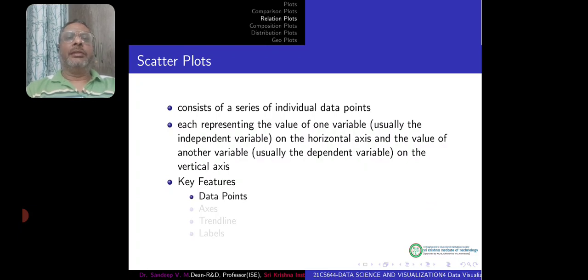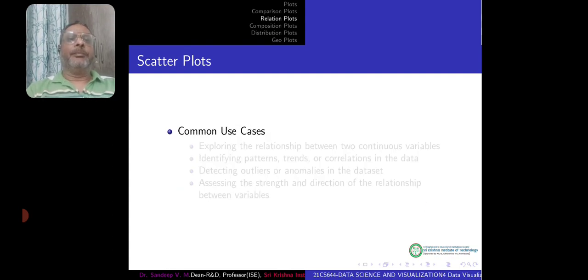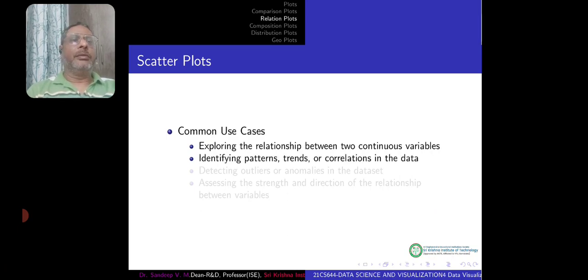The key feature of any scatter plot is that it is made up of data points. It has two axes, and here we are trying to search for the trend line, and yes, we do need labels for clear understanding of what we are trying to represent there. So where can we use them? The common use case is exploring the relation between two continuous variables. If you are trying to explore the relation between two continuous variables, then this would be a better choice. If you are trying to identify patterns or trends or correlations in the data, yes, of course, this will be a better choice.